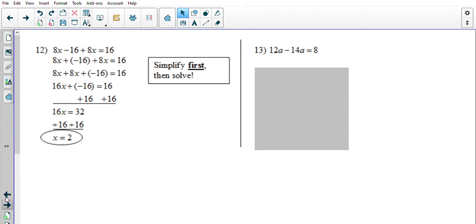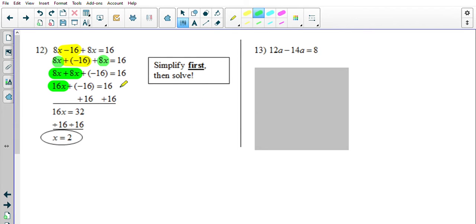So these questions are going to be two-step equations, but we're going to have to simplify first. So number 12 is already done for you in your guided notes. 8x minus 16 plus 8x equals 16. Start by adding the opposite. Anytime you're going to simplify or combine some terms, you should add the opposite. So I rewrote subtracting 16 as plus a negative 16. And then I put my like terms, 8x and 8x, side by side and combine them. 8x plus 8x is 16x.